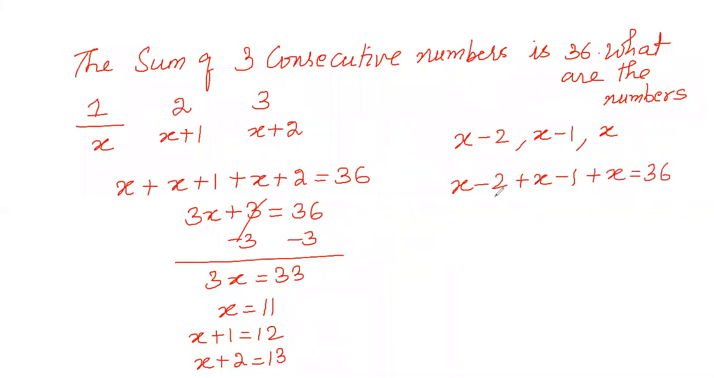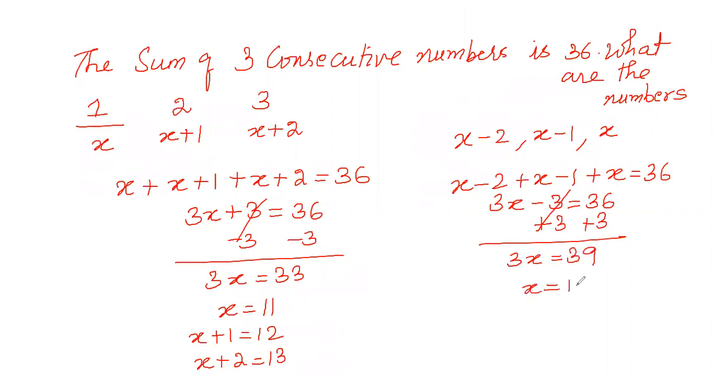In this case, you have 3x minus 3 is equal to 36. 3 is being subtracted, so you add 3 on both sides. So 3 gets cancelled on the left, so you get 3x is equal to 39. So divide by 3 on both sides, you get x is equal to 13. So if x is 13, then x minus 1 is equal to 12 and x minus 2 is equal to 11.